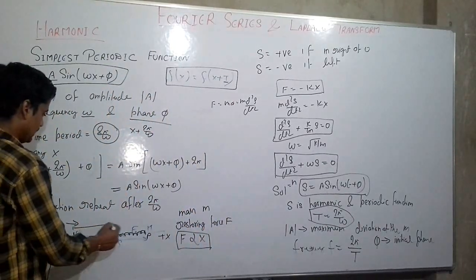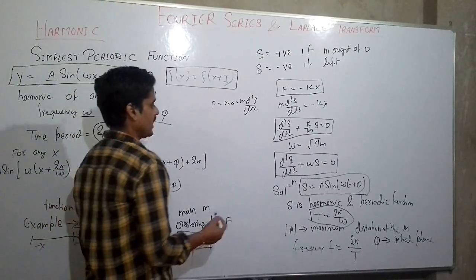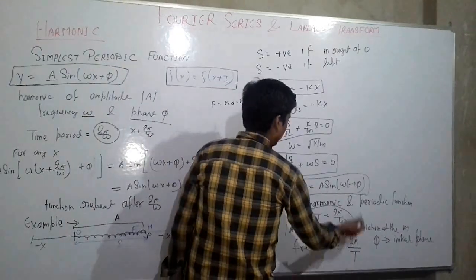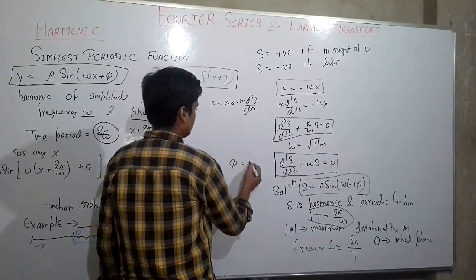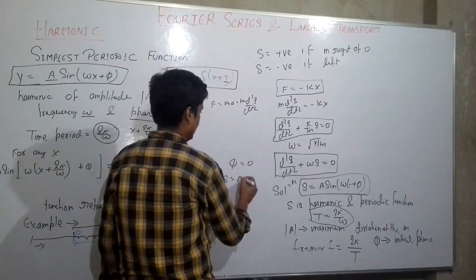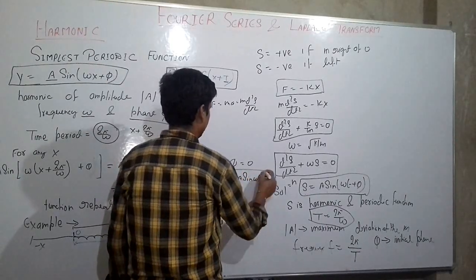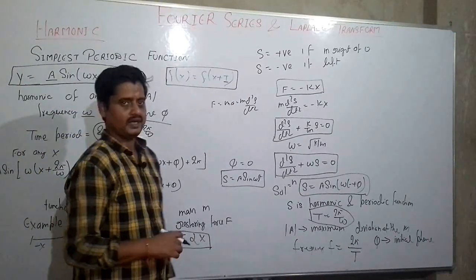So this is the amplitude, and we can calculate the frequency f is equal to 1 by T, and phi is the initial phase. If phi is equal to 0, then s is equal to A sine omega t. If the initial phase is 0, then s is equal to A sine omega t.